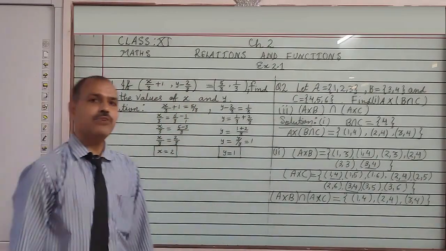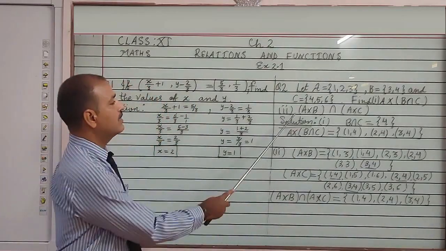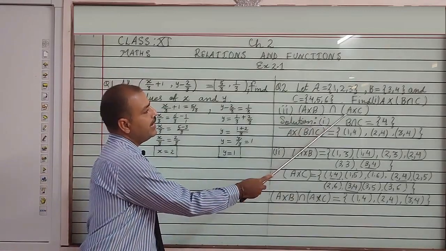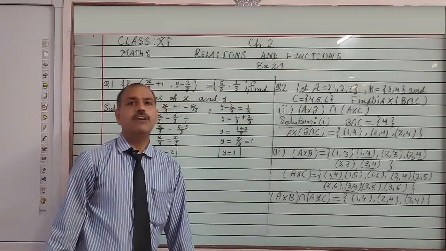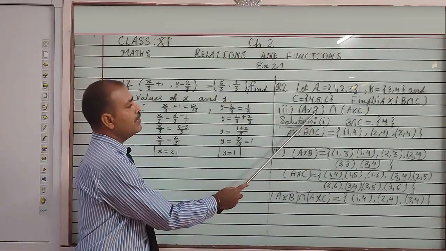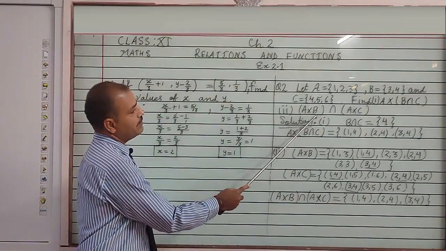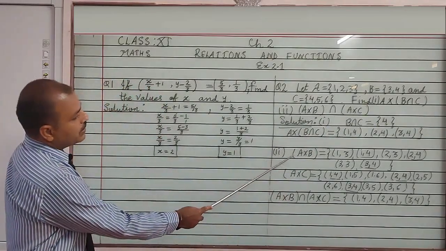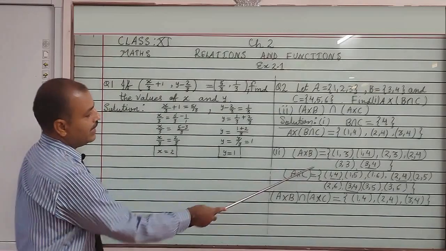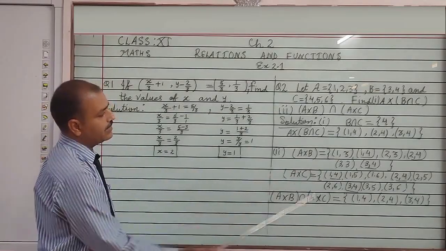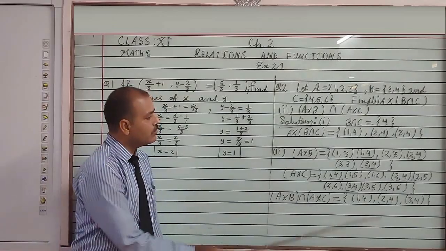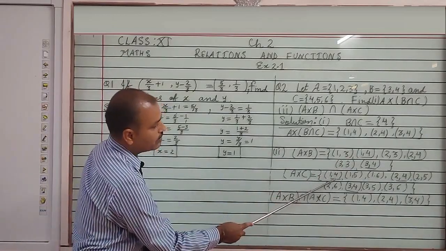But what do we have to find? The question is (A multiply B) intersection (A multiply C). We have to find the common values between the Cartesian product of A and B and the Cartesian product of A and C. So what is the common value? The common value is (1,4).